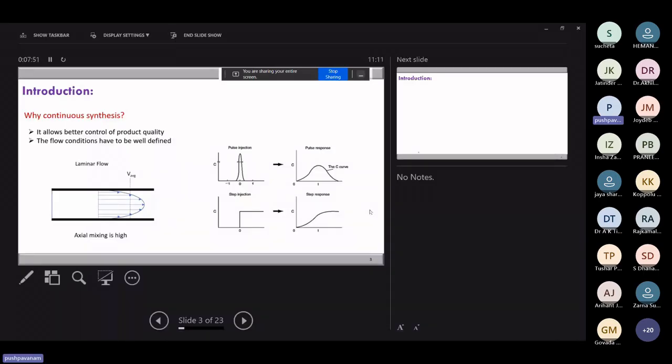Now this spread is going to have a problem. If you look at the velocity profile, in the middle the velocity is very high, and near the walls the velocity is zero because of the no slip boundary condition. So the reactants which are present in the middle will spend less time in the reactor because the velocity is high, and therefore the amount of reaction in the central portion is going to be less.